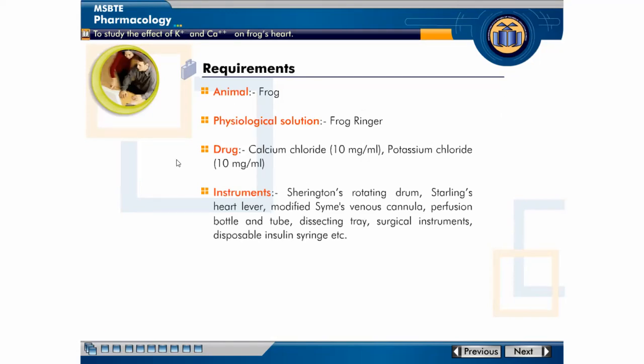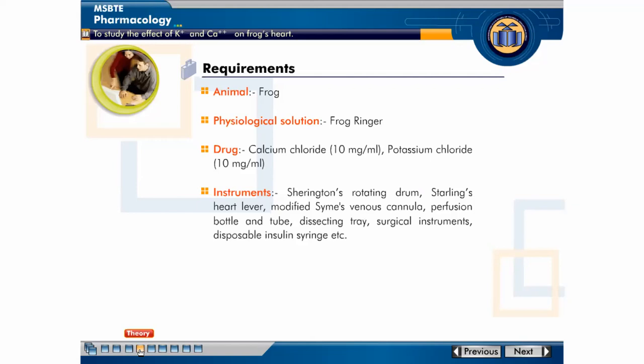Then requirements: animal frog, physiological solution PSA frog ringer, drug calcium chloride 10 mg per ml, potassium chloride 10 mg per ml. Then instruments: Sherrington's recording drum and device, Sterling heart lever, modified Sims venous cannula, perfusion bottle and tube, dissecting tray, surgical instrument and disposable insulin syringe, etc.